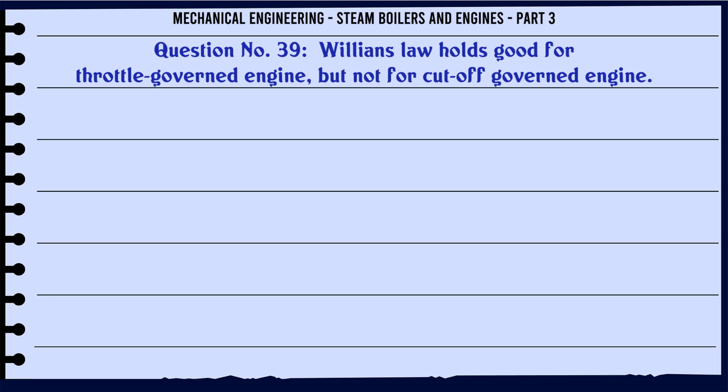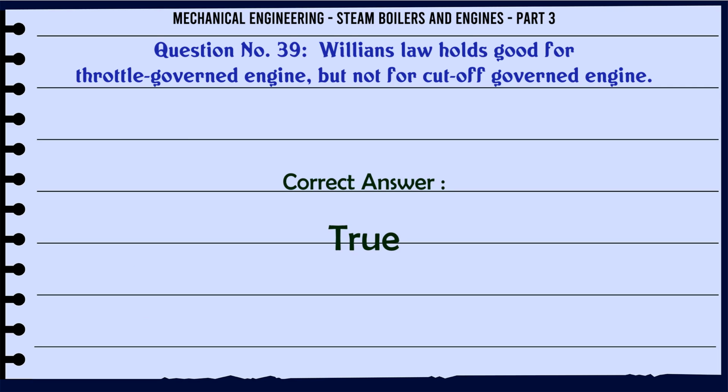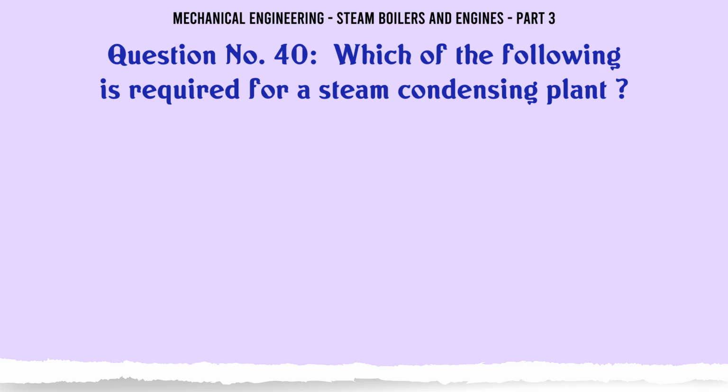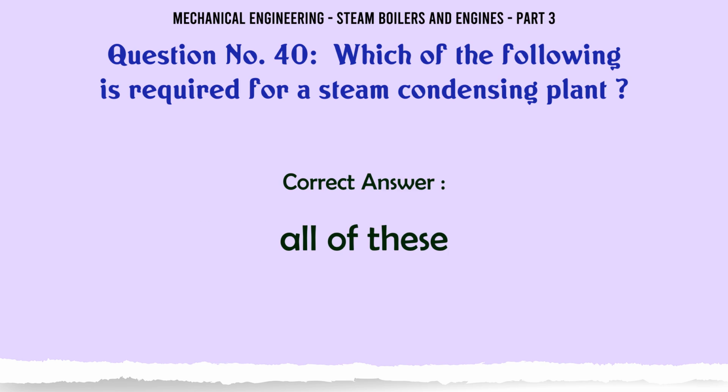Willans' law holds good for throttle-governed engine but not for cut-off governed engine. A. True. B. False. C. D. The correct answer is true. Which of the following is required for a steam condensing plant? A. Condenser. B. Condensate pump. C. Air extraction pump. D. All of these. The correct answer is all of these.